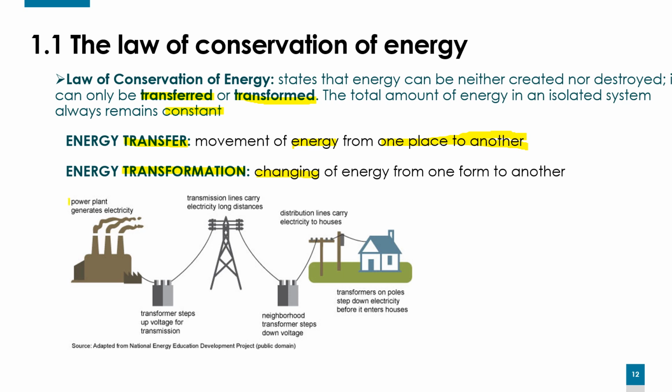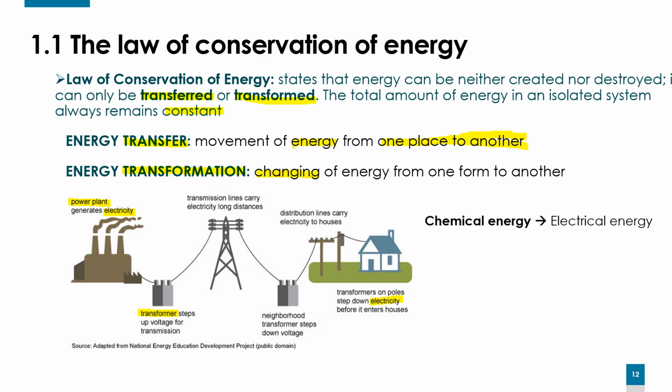A power plant, for example, creates electricity. This electricity is transformed by a transformer and transmitted over a long distance until it reaches our house. In our house, we can use this electricity and transform it into thermal energy, for example, to heat the water. So we transform this electricity into thermal energy. Or transfer: the energy here is transferred through the wires to our house.